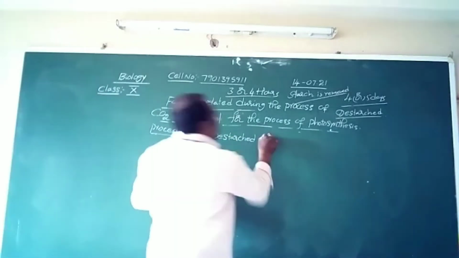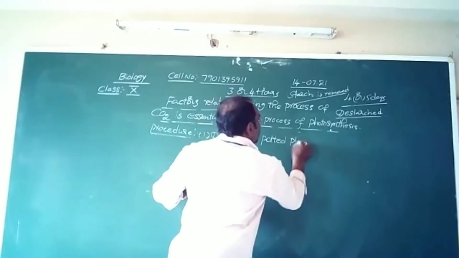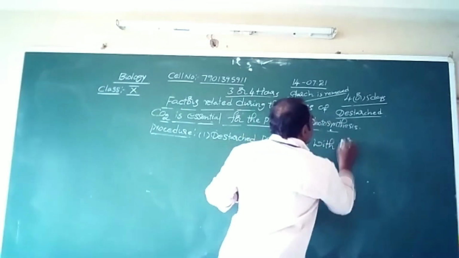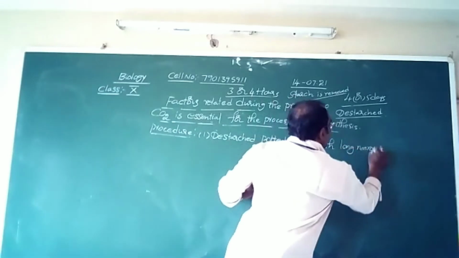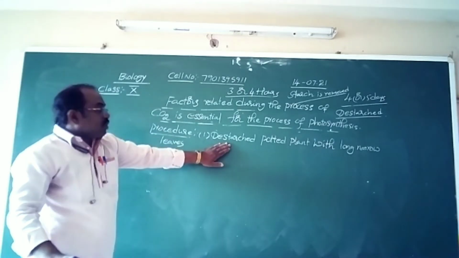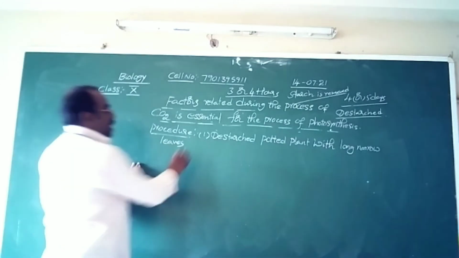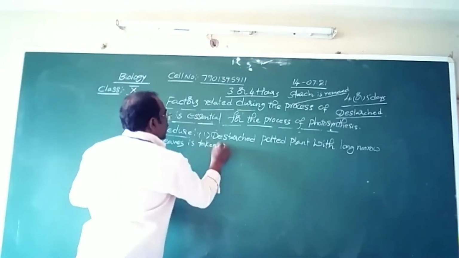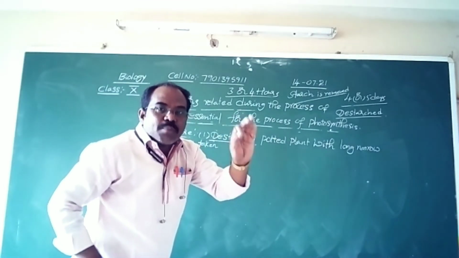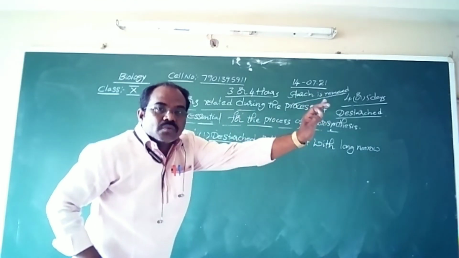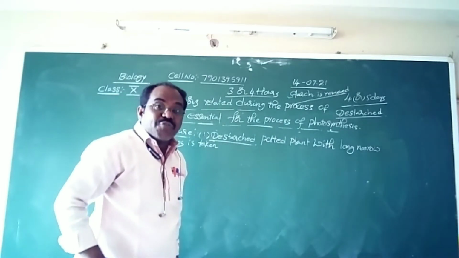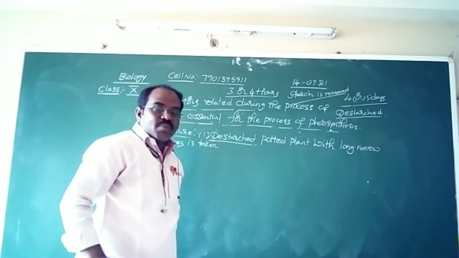A destarched potted plant with long narrow leaves is taken. Destarched means that, before conducting the experiment, a healthy potted plant is kept in a dark room for 4 or 5 days, because the starch is removed from the leaves.